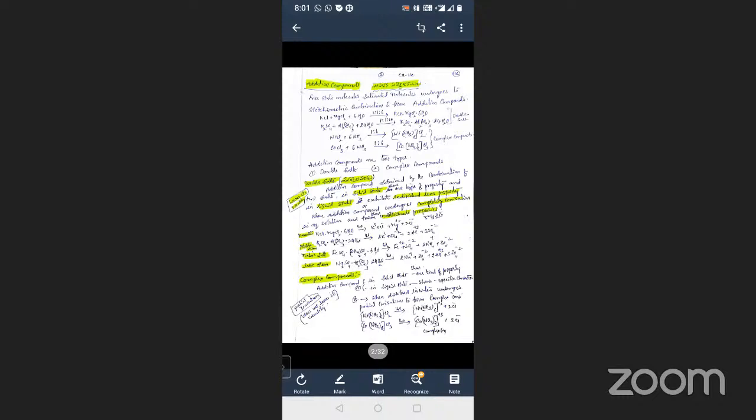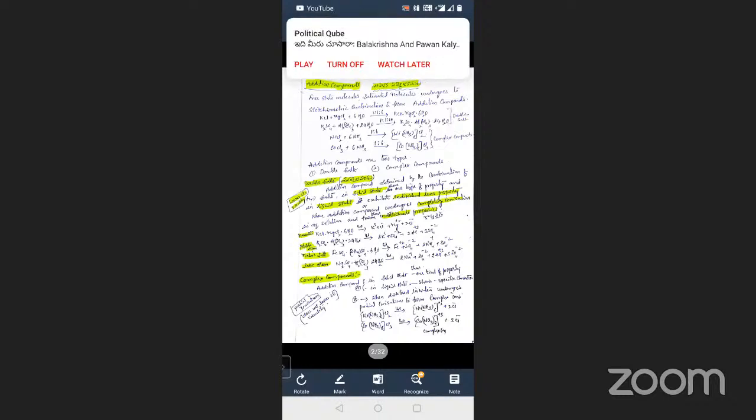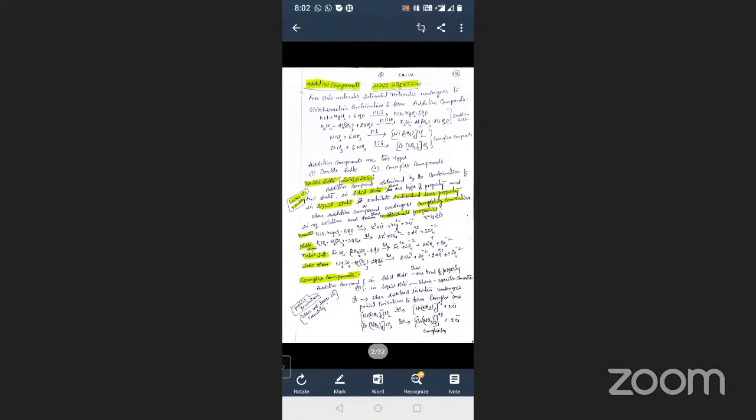Addition compounds are formed by the combination of two salts. You can see here potassium chloride is one salt, magnesium chloride is another salt. To form an addition compound, in solid state it can exhibit one type of property. When it is dissolved in water, it can exhibit the individual ion properties. Those types of addition compounds are known as double salts.